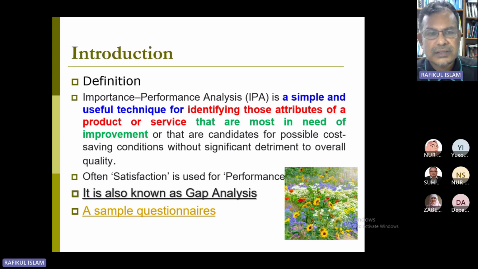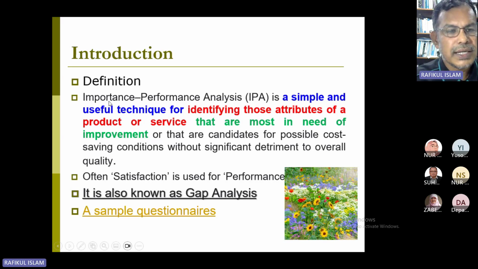Basically, IPA identifies the factors which need to be improved for better customer satisfaction. That's why, in place of the word performance, the word satisfaction is often used. So we can also read it as importance satisfaction analysis. I will also show you that it can be importance compliance analysis. There are many ways we can use this, but the main identity is IPA, importance performance analysis. It is also known as gap analysis. That is very appropriate because once we identify the attributes, we go for importance, and then we also seek the performance or satisfaction level, and then we identify the gaps.